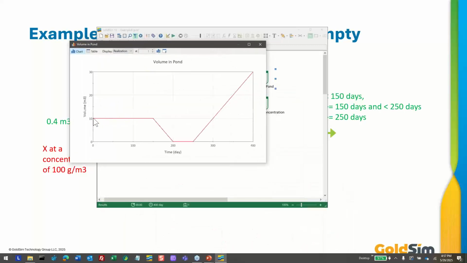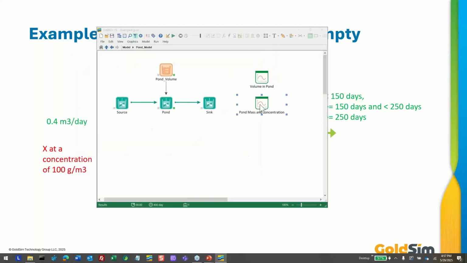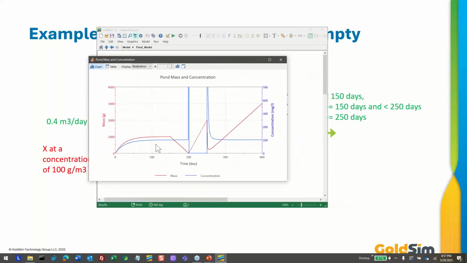So that's what the pond volume did. We were constant, then we went dry, and then we basically filled the pond back up. Okay, my concentrations look like this. All right. So let's just look at the concentration first. So we reached a steady state of 100.